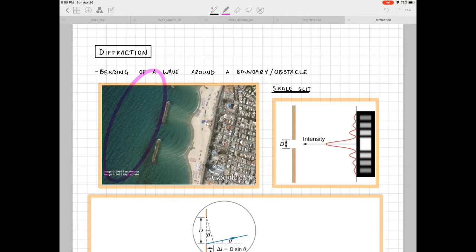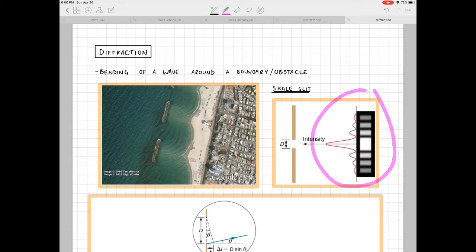coming in, passing through the opening here, and then as a result you can see these waves generated. These bending, spreading out waves are generated by the fact that the water is passing around this obstacle or this boundary. And so with a single slit, the diffraction pattern looks something like this.